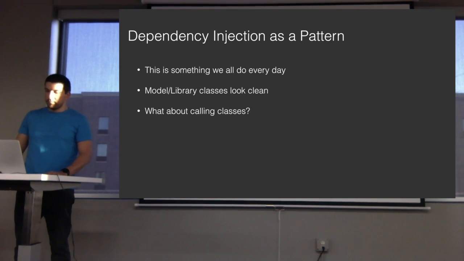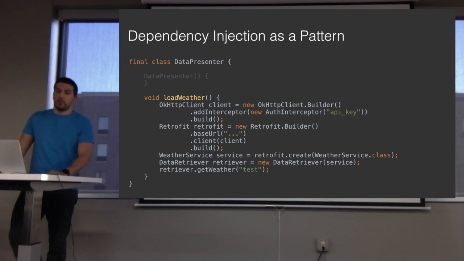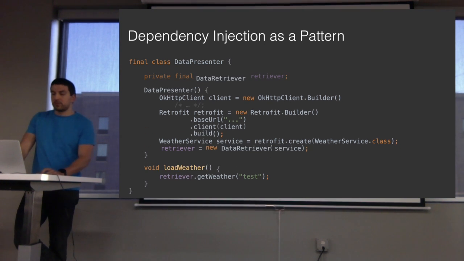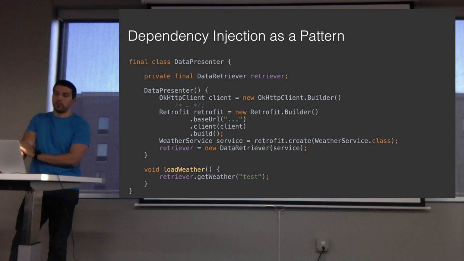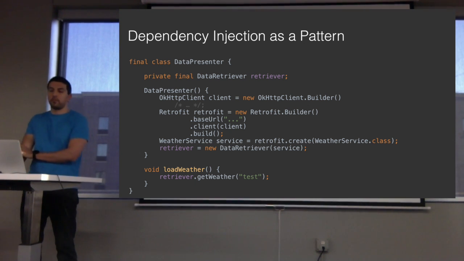So we go over to our hypothetical presenter in this case. We're doing the exact same thing here. We are creating new instances of the client, Retrofit, service, and now the data retriever on each call to load weather. This is pretty easy to fix. We just pull that into the constructor, pull the data retriever into a field, and now as long as we are using the same presenter instance, we have a nice, efficient presenter and model combo.